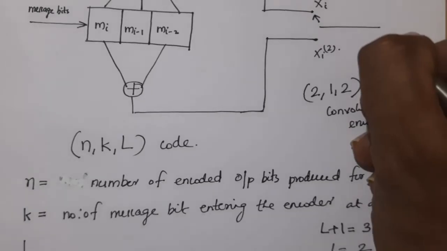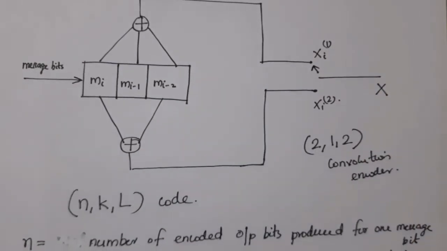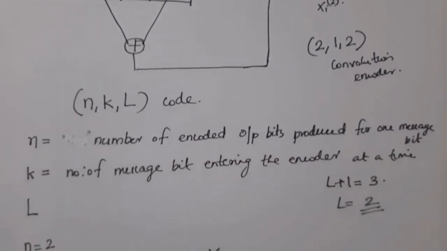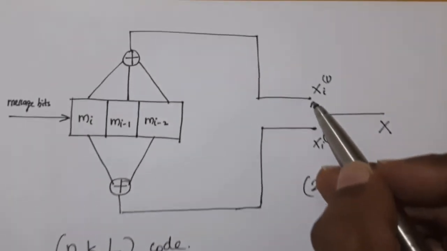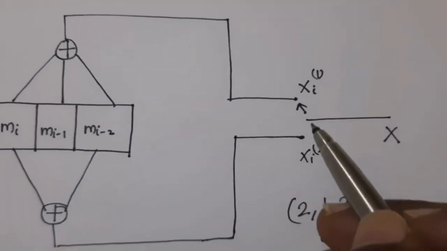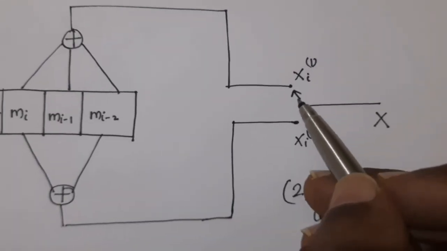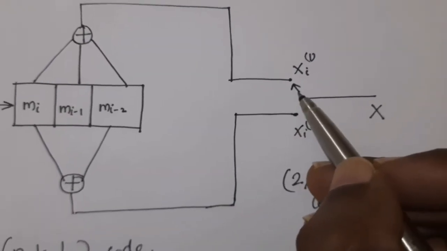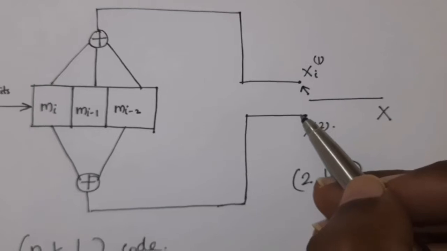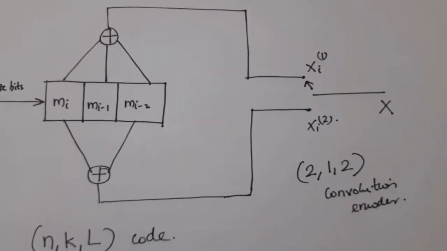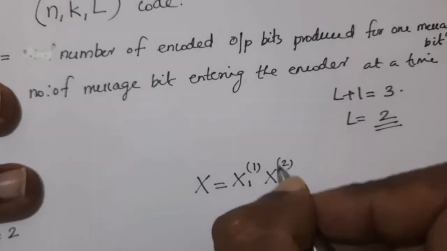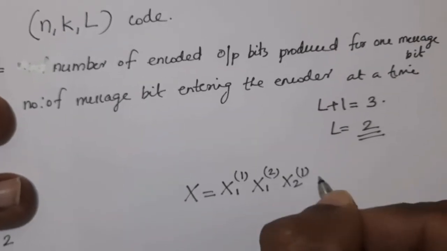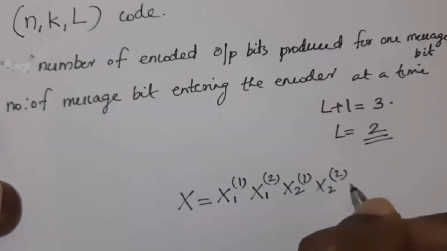The output of the convolutional encoder is say X. So we can see that X equal to X1 of 1, X1 of 2, then X2 of 1, X2 of 2, then X3 of 1, X3 of 2, like this. So this is X1 of 1, X1 of 2, then X2 of 1, X2 of 2, etc.